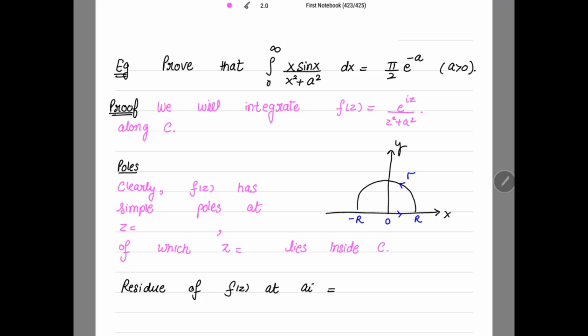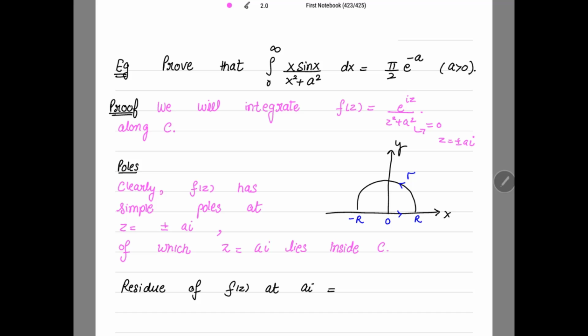Now to find the poles, clearly f(z) has simple poles because in the denominator there is no power. Put the denominator equal to 0 and you get z equal to plus minus a iota. So I am having the poles at z equal to plus minus a iota, of which which pole lies inside the contour? Yes, a iota lies inside the contour.